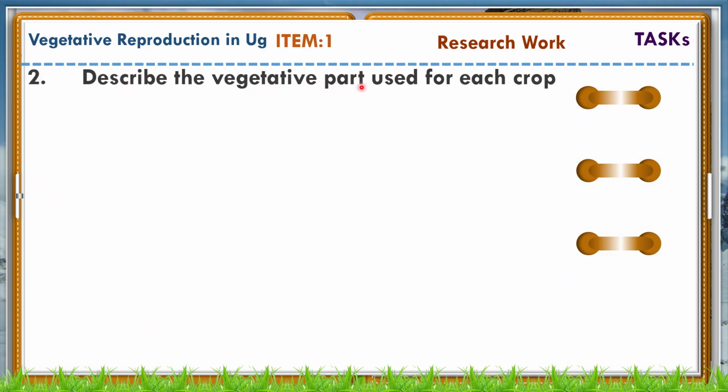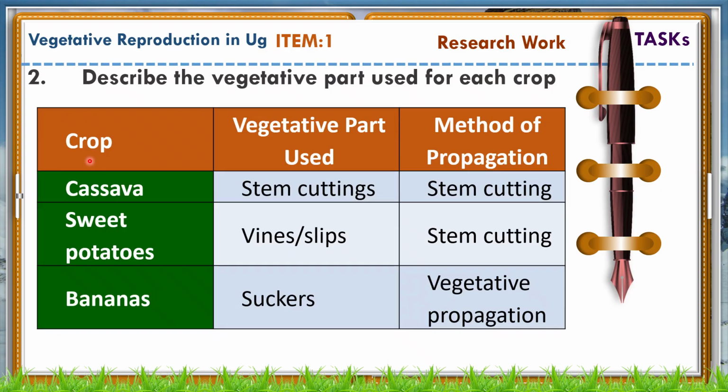Describe the vegetative part used for each crop. Now here we have the crops, vegetative parts used, and the methods of propagation. Cassava: we use stem cuttings as the vegetative part, and the method of propagation is stem cuttings. When it comes to sweet potatoes, we use vines or slips, and the method of propagation is also stem cutting.